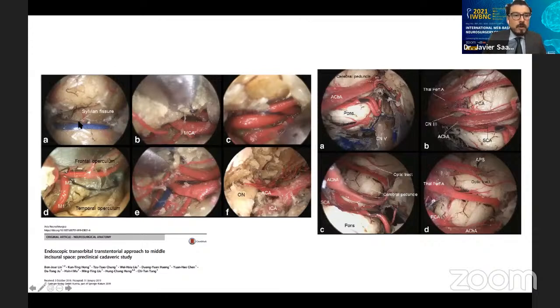As we saw in the surgical video, we can access the sylvian fissure, and we can dissect the sylvian fissure. In this paper, the author is performing a cadaveric dissection, and he is going transtentorial. You can see here he's accessing the posterior fossa. You can see the brain stem. You can see the anterior choroidal artery. It's really impressive.